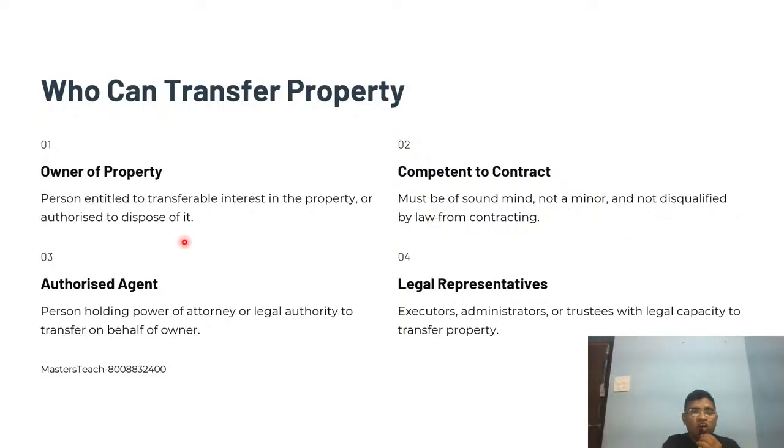Then authorized person. So the person holding the power of attorney or legal authority to transfer on behalf of the owner. So legal representative. So executors, administrators, or trustees with the legal capacity to transfer the property. So who can transfer? Owner of the property. Then he should be competent to contract. Okay. Then authorized agent and legal representative.